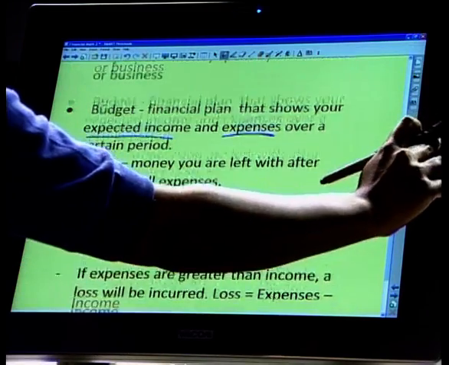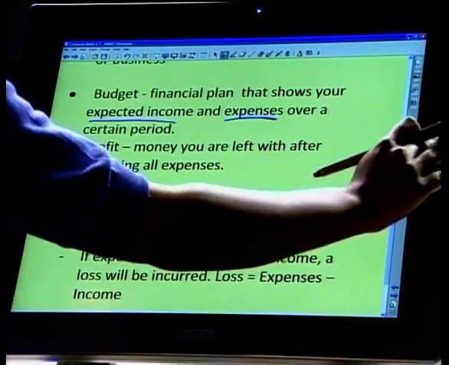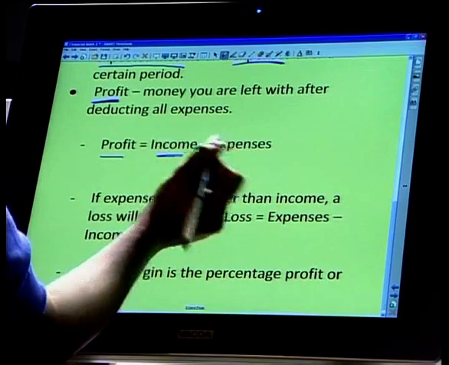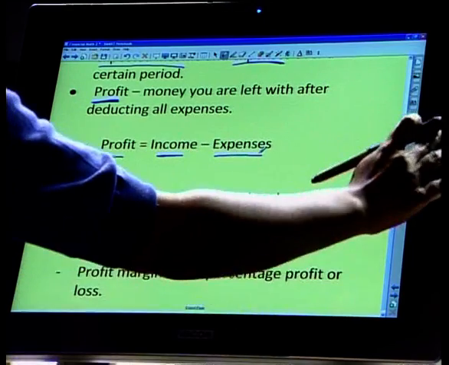Profit is the money that you will be left over with after you take into account all of your expenses. So if you take into account all of your income, then subtract out all of your expenses, what you are left with is your profit. So we can say that profit is equal to income minus expenses.